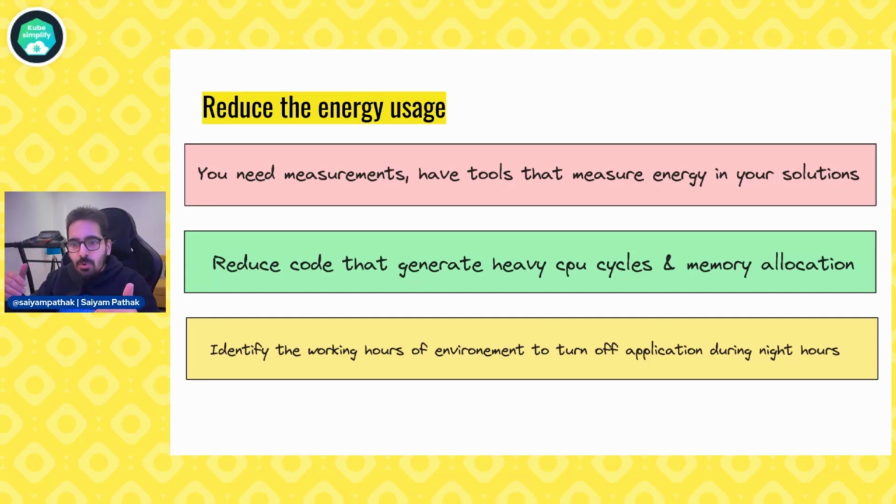Second is to reduce the code that generates heavy CPU cycles and memory allocation. Why do I say heavy CPU cycles and memory allocation? Because those are the frequency and capacitance that get mapped when we calculate the sustainability carbon emissions. Third is identifying the working hours of the environment and turning it off during the night hours. So these are some very common things that everybody can think about, analyze, and do.